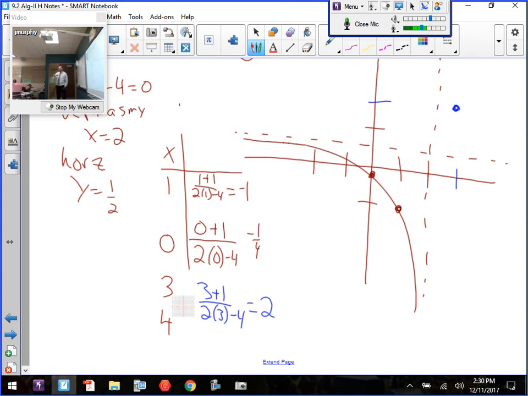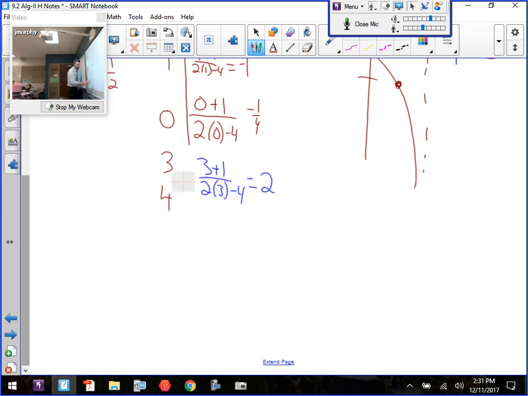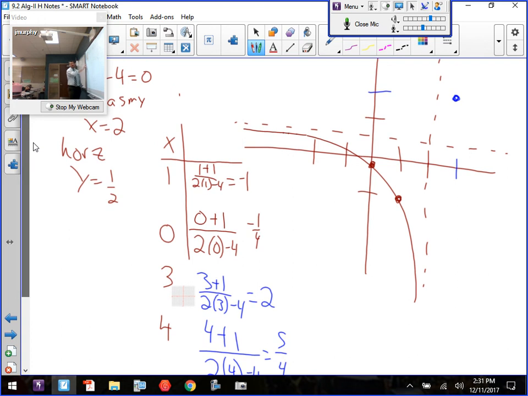Should this next point be above that or below that, do you think? It should be below, because remember, it's got to mirror the other side. So if the other side's moving down to the right, the other one has to be moving up. So I try it again. I get (4 plus 1) over 2 times 4 minus 4. That's 5 fourths. 5 fourths is what? 1 1/4. So it's a smidge larger than 1.